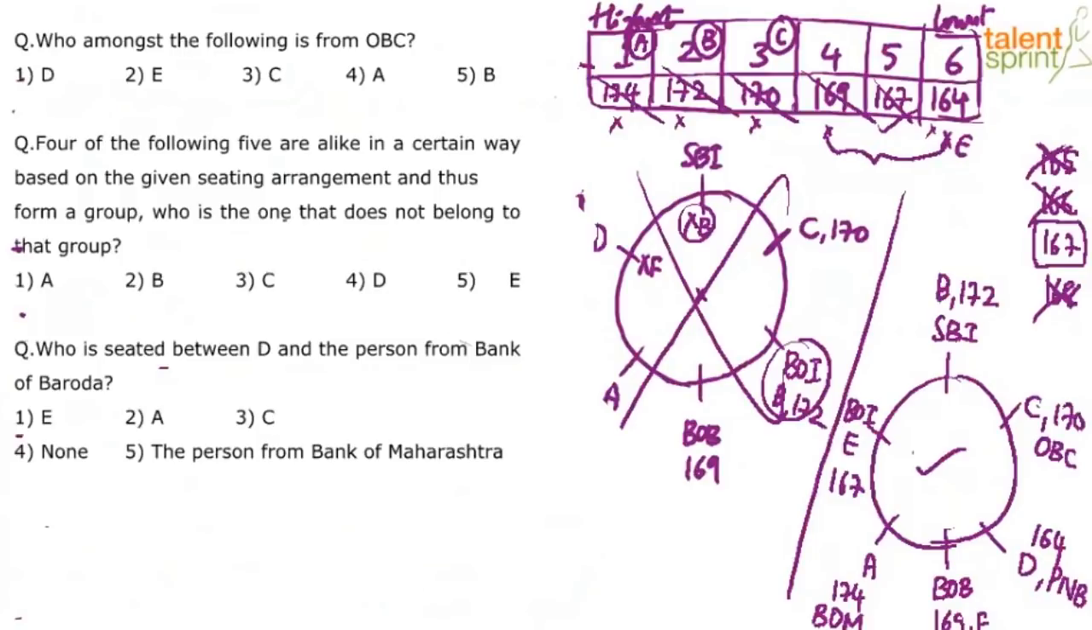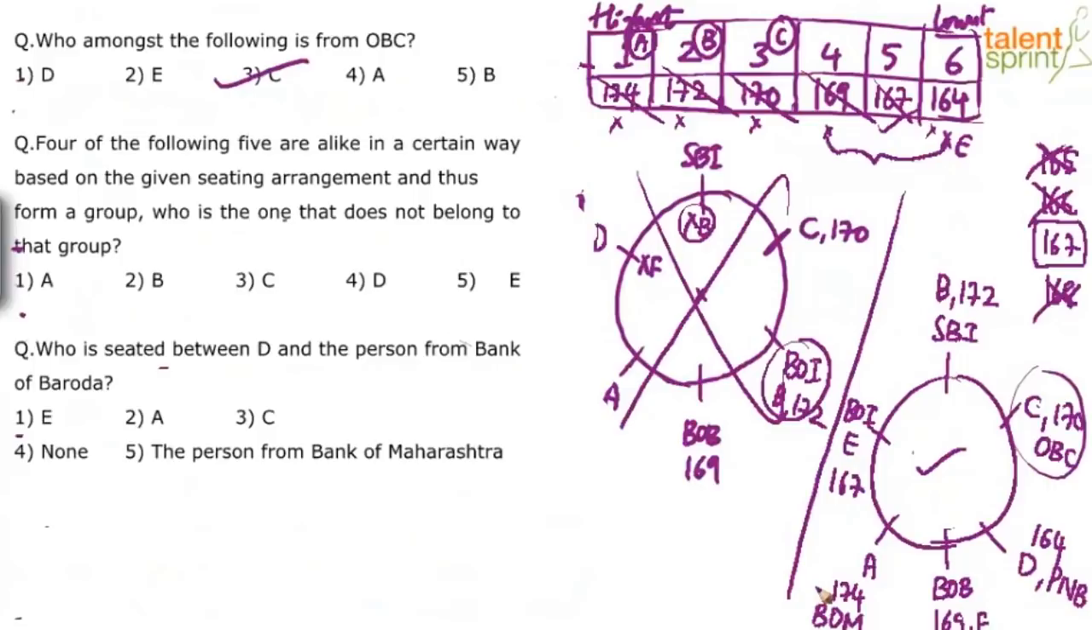Answer the question now. Who amongst the following is from OBC? C is from OBC. Four of the following five are alike in a certain way based on the given seating arrangement and thus form a group. Which is the one that does not belong to the group? A, B, C, D, E. Out of these five, four are similar in a certain way.